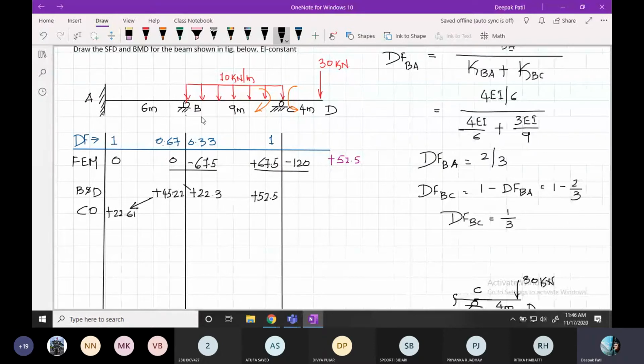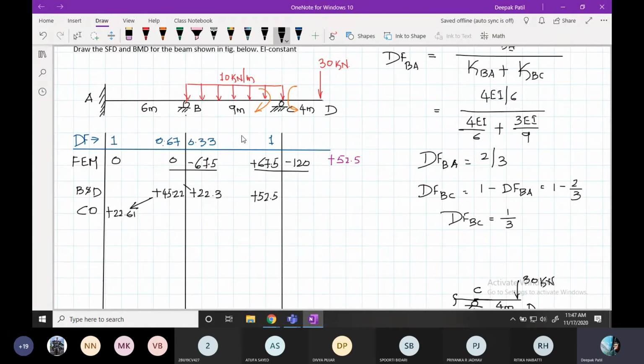Because if you see, C is a roller support and it is an end support. I told you, whenever it is an end support, if it is a pin or roller support, you should not carry over. So from B to C, carry over is not possible.